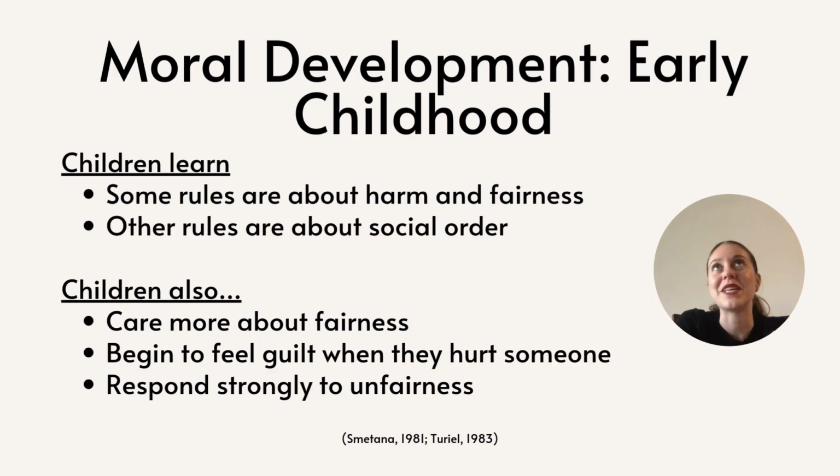You may have seen someone around the age of 3, 4, or 5 realize their sibling got more goldfish than them, and they will announce or respond very strongly, that's not fair. There's a sense of unfairness. So their moral world at this stage is very black and white in whether things are fair or not fair. So that's a good visualization for you to think about what early childhood looks like.